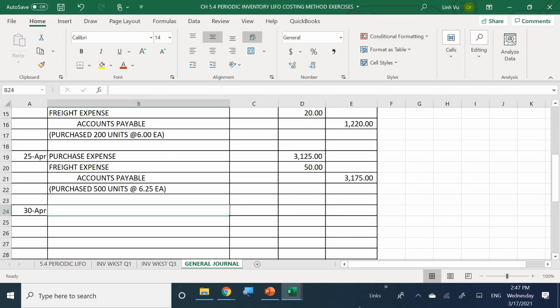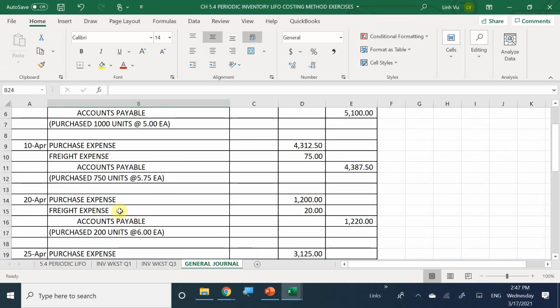In this case, where is my inventory located? You have 600 units on hand, but where are they right now in the context of my journal? Let's look at our journal. They'll be in the debit. Accounts payable is what you owe the vendor. But what is purchase expense? The money you paid to purchase the product. So in this context, my inventory is located in my purchase expense.